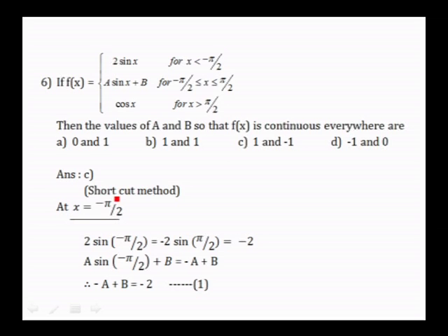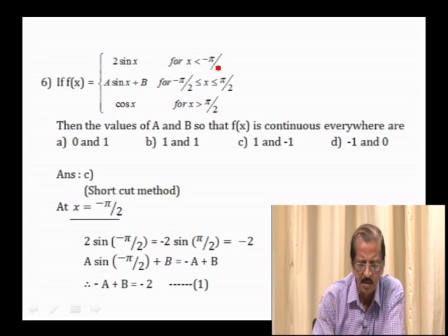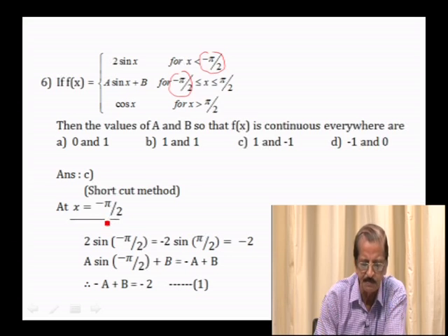Sixth problem. This is also a very interesting problem, because here you have f(x) equal to 2 sin x, A sin x plus B cos x. Whenever you come across such problems, don't try to just write LHL, RHL, etc. You see, you have got a break at minus pi by 2. So, put x equals minus pi by 2.